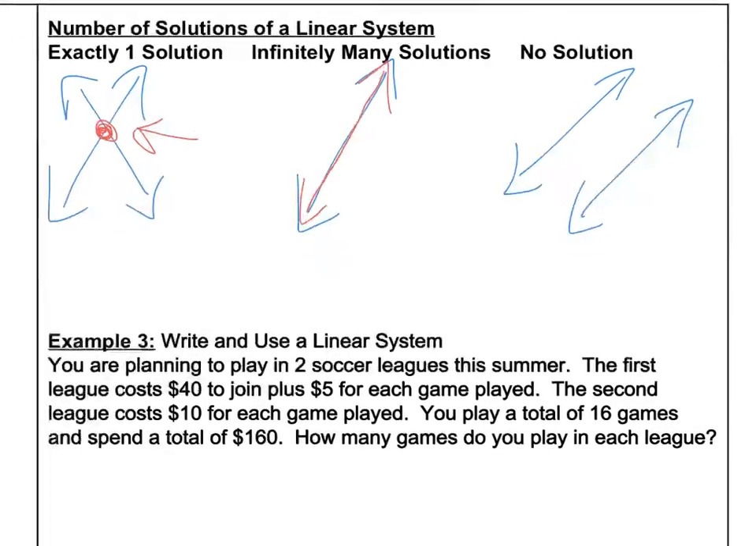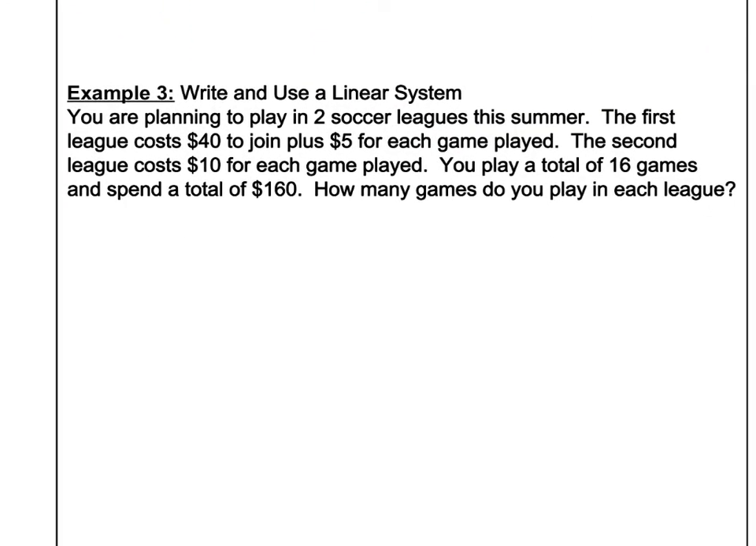Now, example 3, we're talking about a word problem. It says you're planning to play soccer in 2 different leagues this summer. The first league costs you $40 to join, $5 for each game you play. The second league is $10 for each game you play. You played a total of 16 games, and it's a total of $160. So how many games did you play in each league? Okay, so we got to figure out a system of equations here, and this is where it can be tricky to set up.